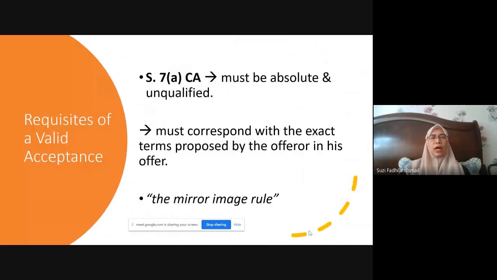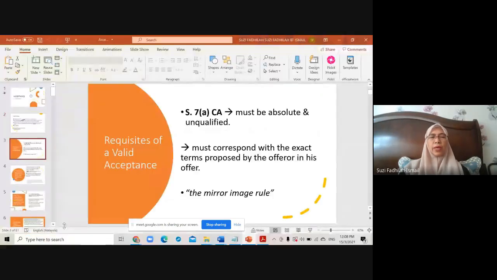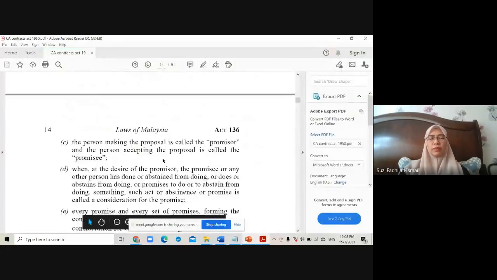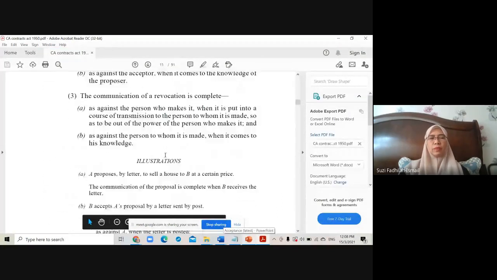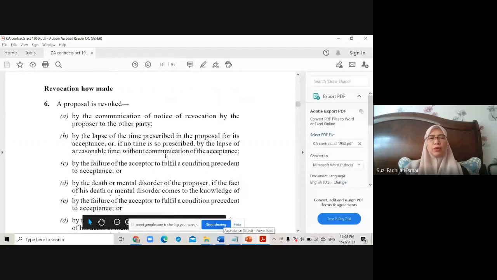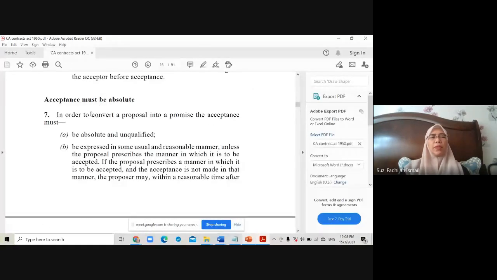And then now we go to the requisites. What are the requisites or requirements of a valid acceptance? We have Section 7A, clause A, Contracts Act, which is very expressly provided here. It has B as well, but we want to focus on A first. Here, acceptance, the word is must. It has to be, no other choice, no other option.